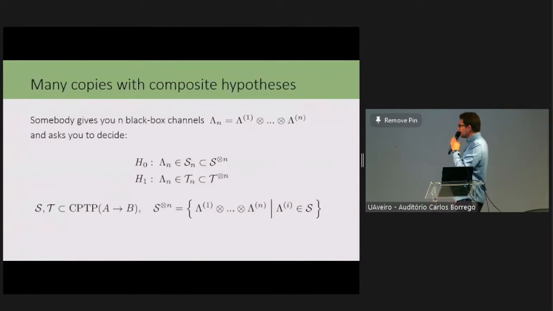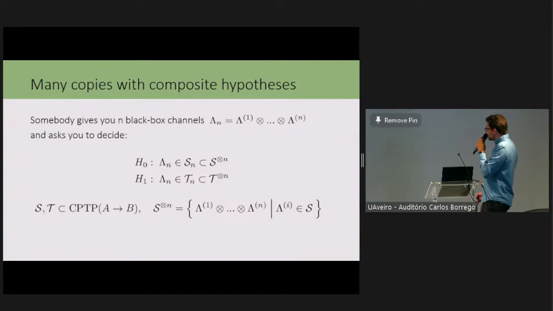Now, this problem gets a lot more interesting in the many copy case, because each individual channel you get doesn't necessarily have to be the exact same one. You could think of this problem in a way which still makes sense and is a composite problem where you just get a different channel from the set every time. And so the way I want to specify this problem, and the generality in which I want to tackle it, is this. The hypotheses are specified by sets Sn and Tn, which I want to be subsets of these tensor product sets. So this S tensor n is every possible way I could build a tensor product of n channels out of channels from S.